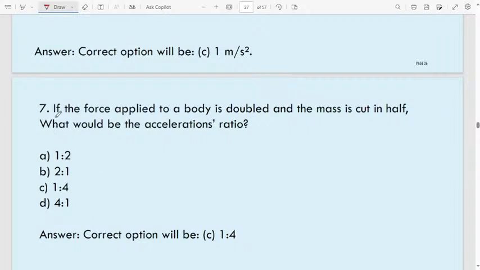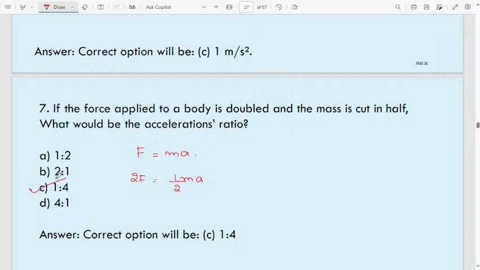Question number 7. If the force applied to a body is doubled and the mass is cut in half, what would be the acceleration ratio? You know, F is equal to m into a. Here, if the force applied to a body is doubled, force is 2F, mass is cut to 1 by 2m, then what will be the acceleration?